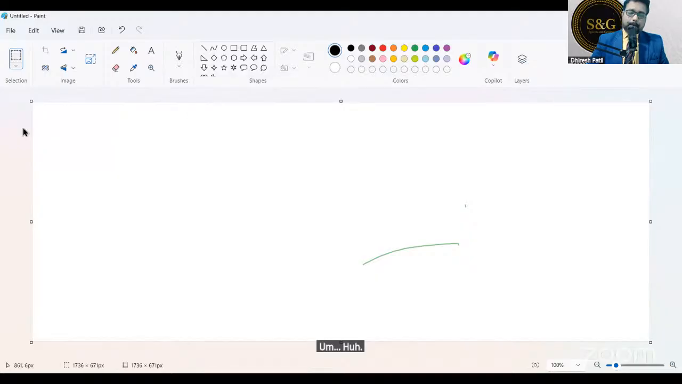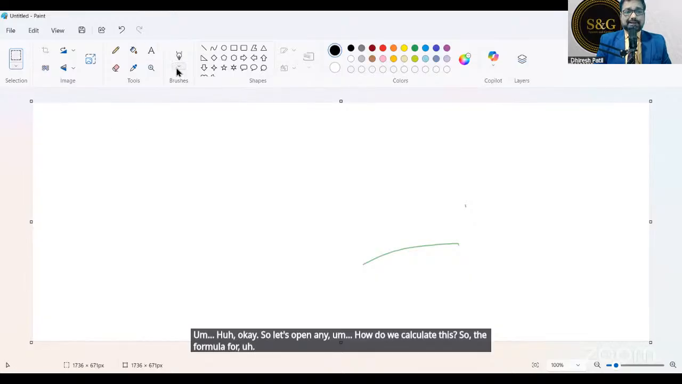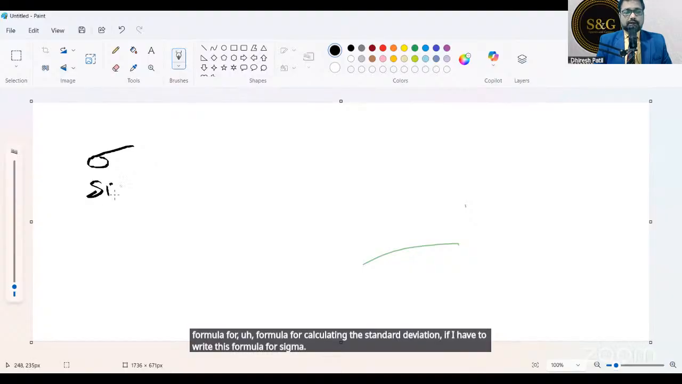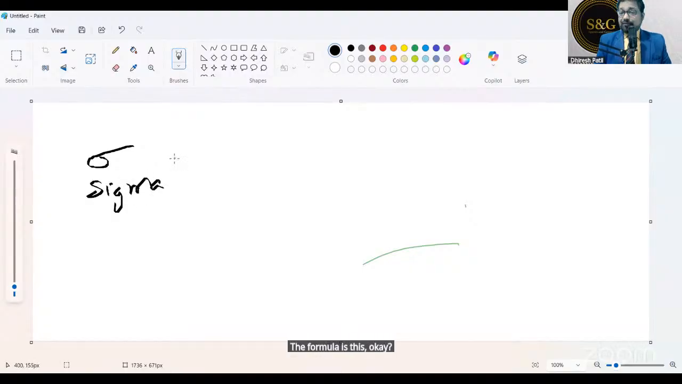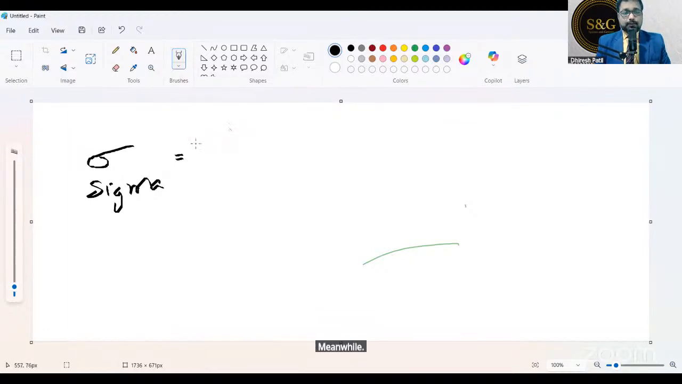So let's open any. How do we calculate this? The formula for calculating standard deviation, if I have to write the formula for sigma, is this. Meanwhile, I'm writing the formula. Can you open any blank Minitab worksheet? Any blank Minitab worksheet you can open. Meanwhile, I'm just writing the formula here.